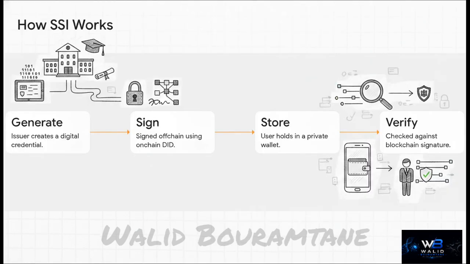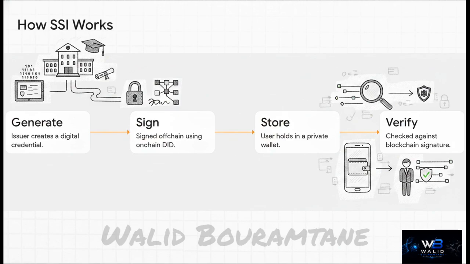Let's move on and see how this builds in a real-world scenario. Imagine you graduate from college. First, your university, who acts as the issuer, generates a digital academic credential. Step 2. The university cryptographically signs this credential using their on-chain decentralized identifier. Step 3. You, the holder, store this credential safely in your private digital wallet on your phone.